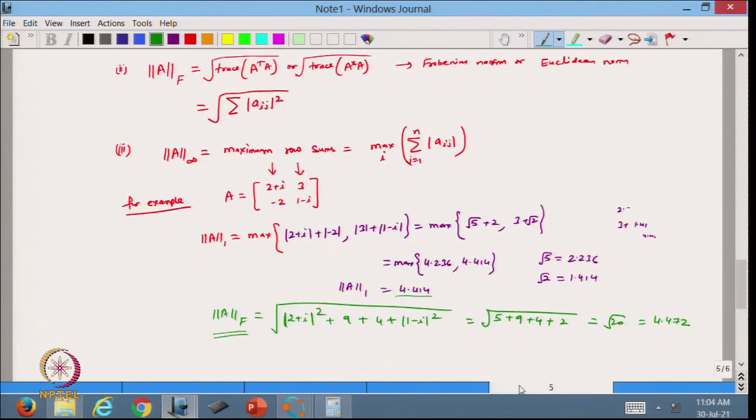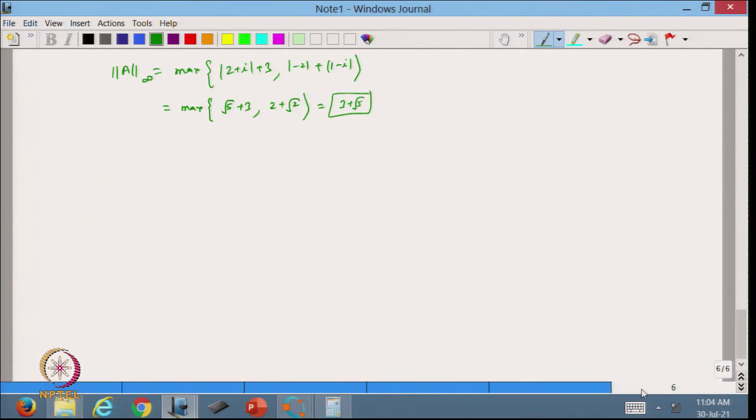So, this way we can define different types of norms for a given matrix, and I have taken this matrix as a square matrix with complex entries. But these things can be done for any matrix. Maybe I can take an example of a matrix A which is 2 1 0 3 minus 2 minus 4. So, this is a 3 cross 2 matrix. The same way I can define these values.